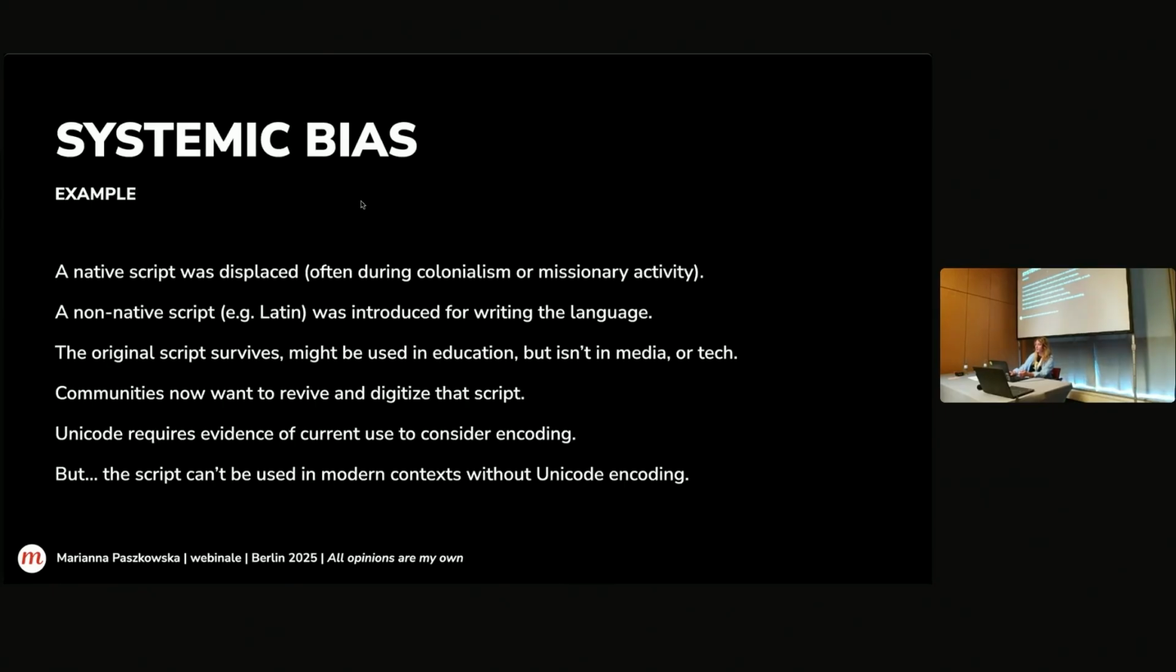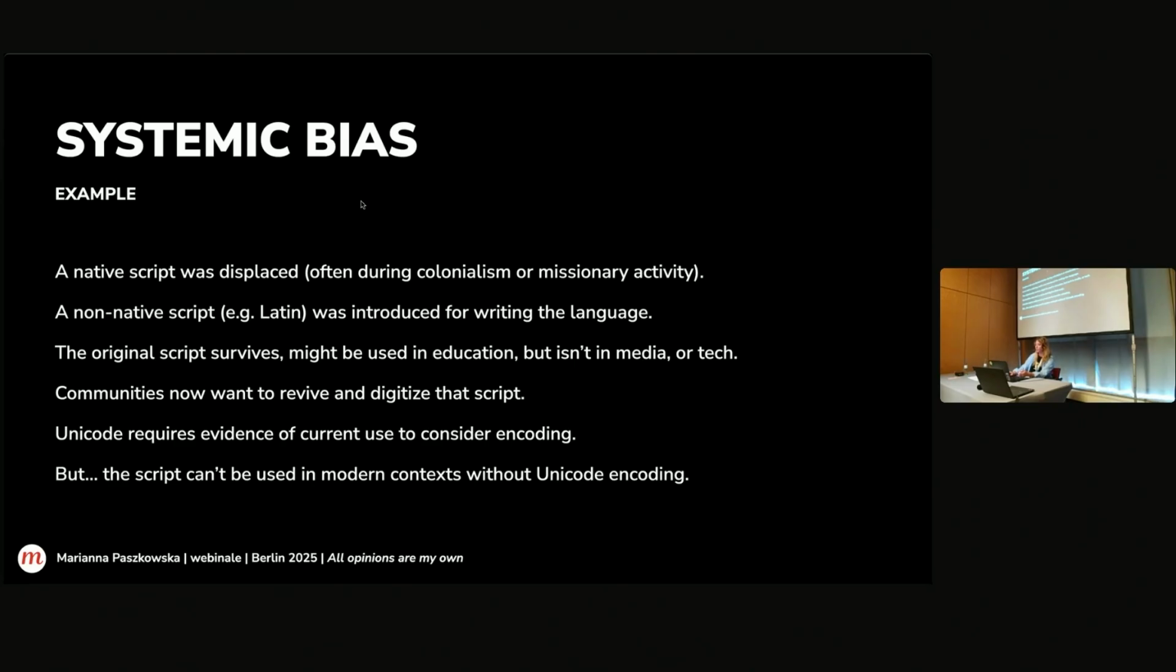So yeah, that's an example of a systemic bias in a feedback loop, right? Let's say a native script often tied to a culture, religion, or oral tradition was displaced during colonial or missionary periods, and in its place, Latin script was introduced as the official writing system. That Latin-based orthography became dominant in education, administration, and eventually digital systems. But the original script doesn't disappear. It may survive in informal education, handwritten documents, or cultural practices.